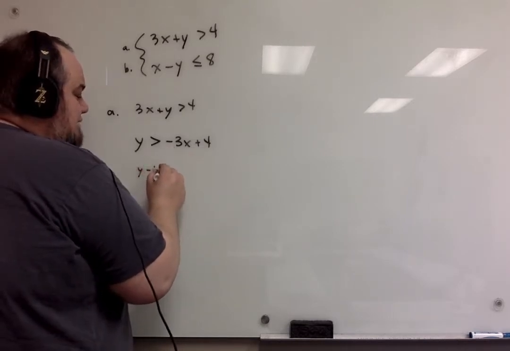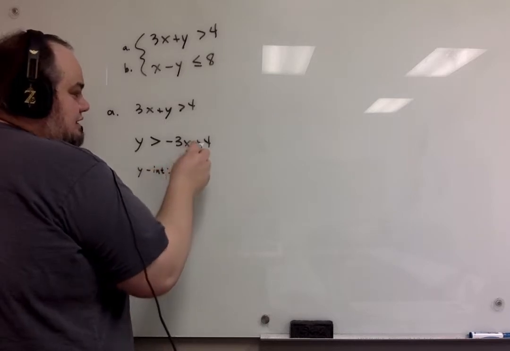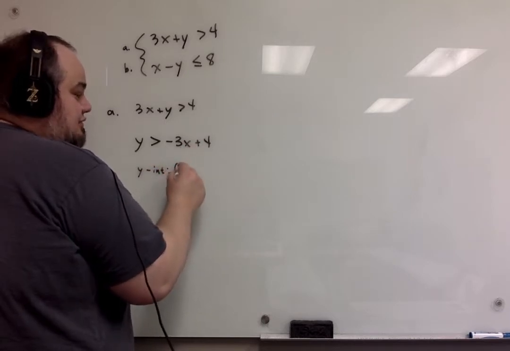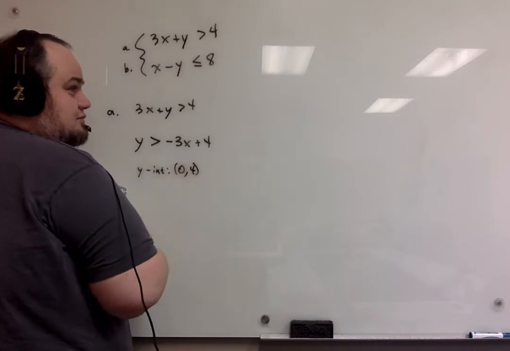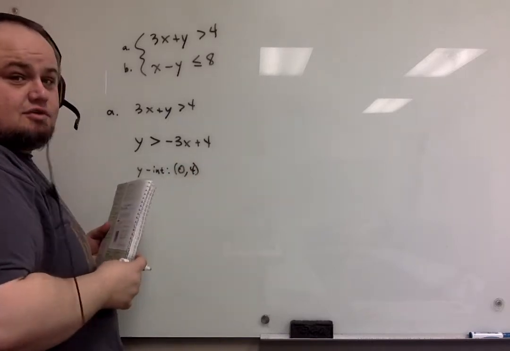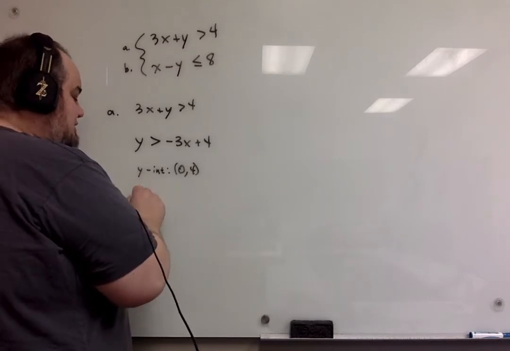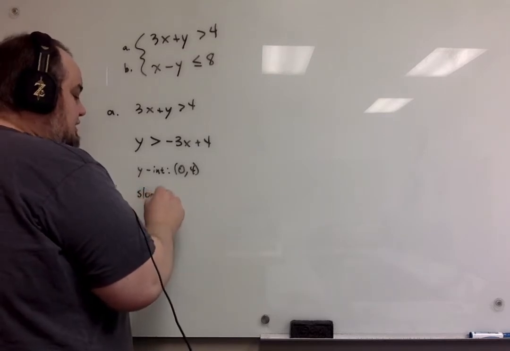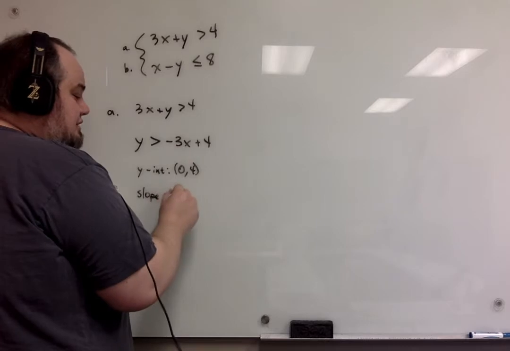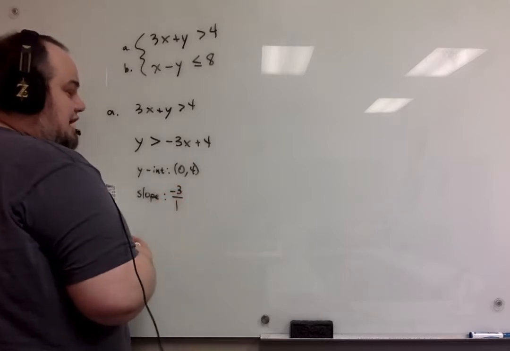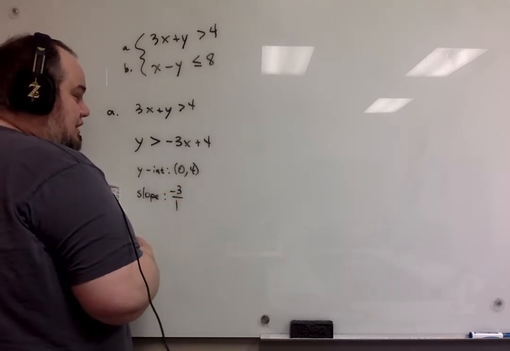So the y-intercept is going to be 0, 4. That's the first point that we'll graph. So when we're graphing these, 0, 4 is our first point. And then we have our slope. And our slope here is negative 3. We always write slope as a fraction, so we're going to write it as negative 3 over 1.